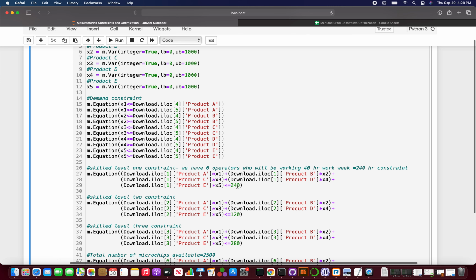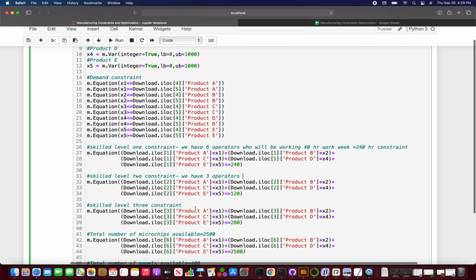Same rules apply for the next skill levels. So skill level 2 and skill level 3. In this scenario, we have 3 operators who will be working the 40-hour work week, which gives us the 120-hour constraint. For skill level 3, we have 7 operators. And that gives us this 280-hour constraint for that skill level.